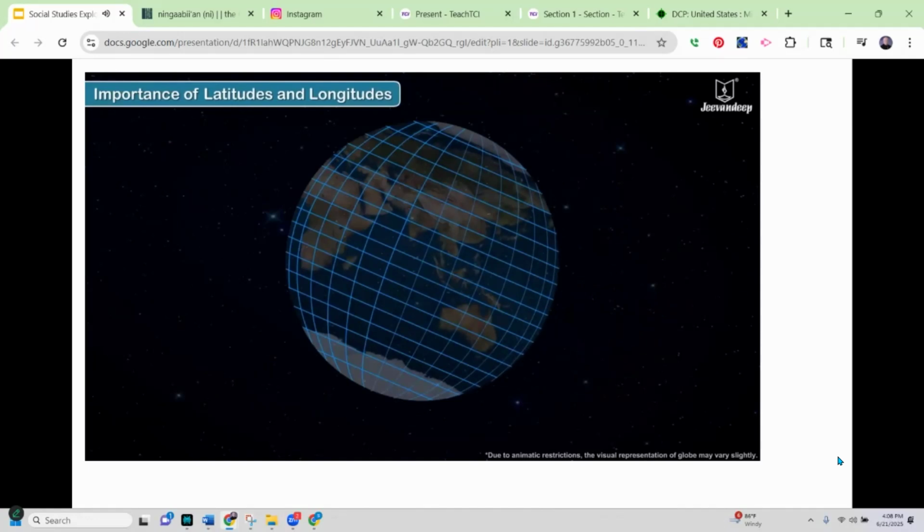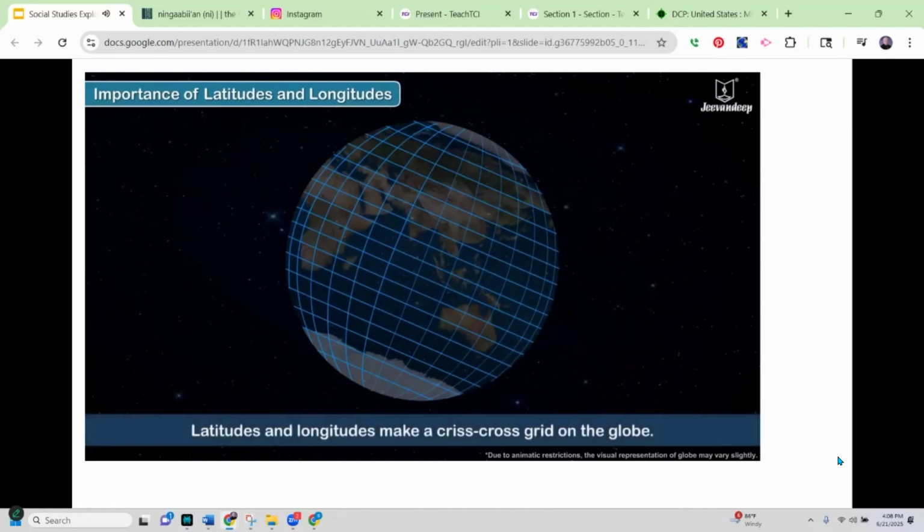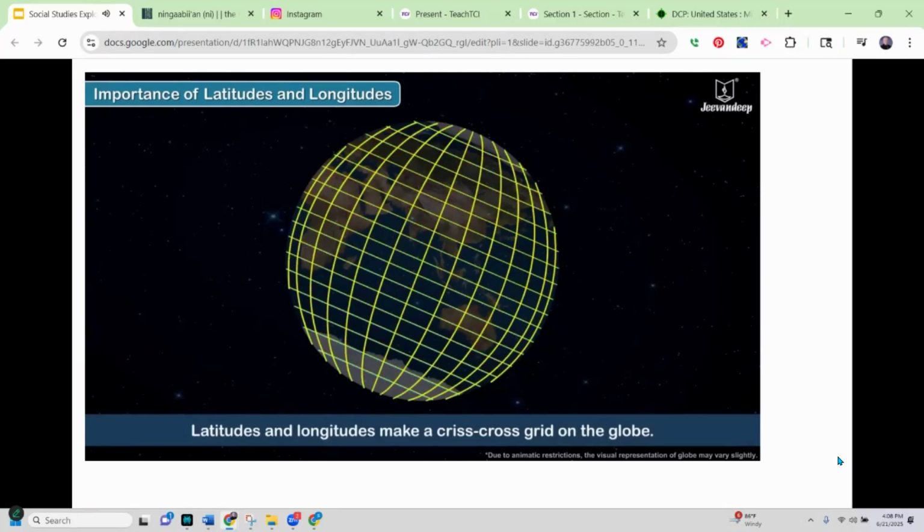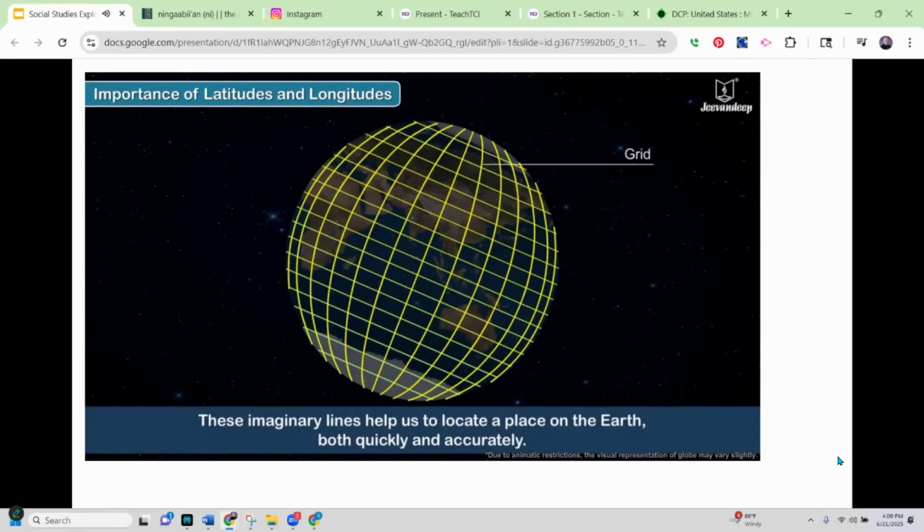Importance of latitudes and longitudes. Latitudes and longitudes make a crisscross network on the globe. This is called a grid. These imaginary lines help us to locate a place on the earth both quickly and accurately.